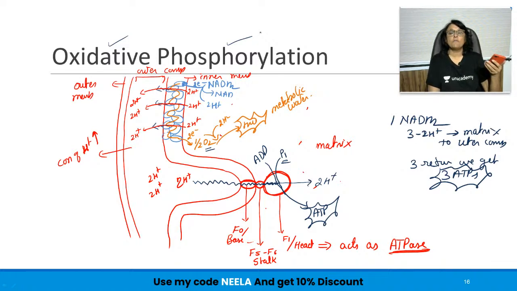So oxidative phosphorylation is the place where we actually get ATP. And where is the ATP synthesized? These particles, all these 3 together, this whole thing is known as oxisome or F0, F1 particles.